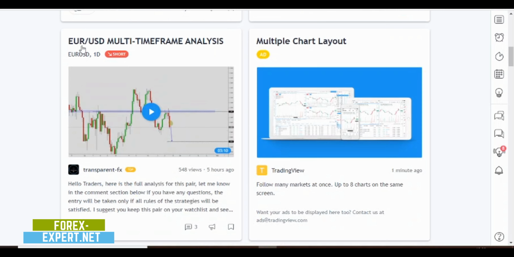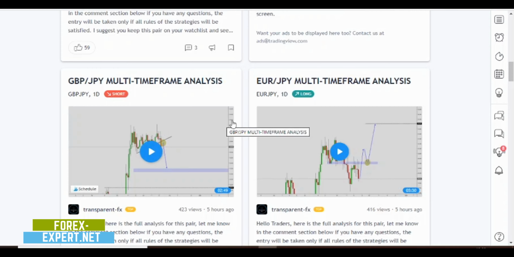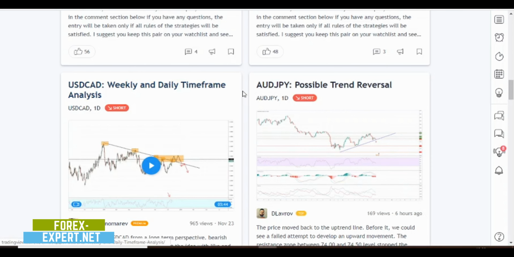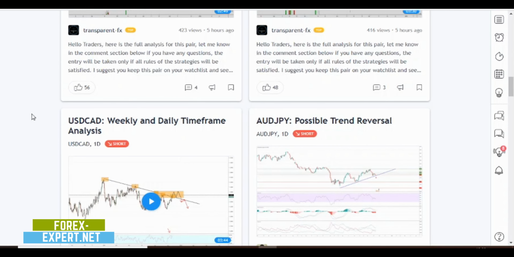For example, we have Euro and USD multi-time frame analysis, very interesting. Or Australian dollar, Japanese yen possible trend reversal. TradingView offers a free account, so if you don't have it, you can sign up for free. If you want to use more advanced tools, you have to pay a membership. And I really like this website.